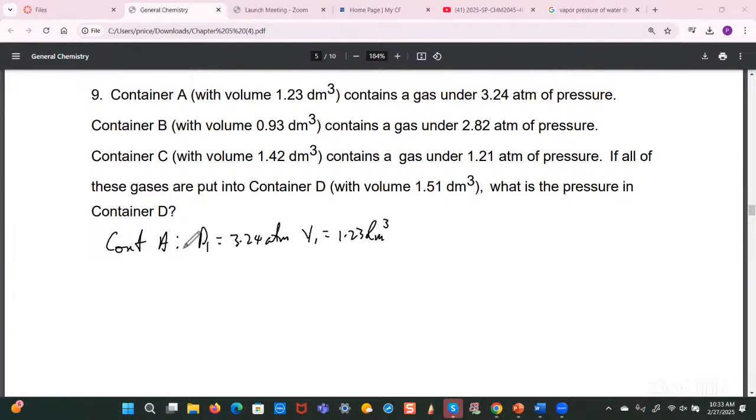Now, if you were to put that gas in container B, the volume that would represent V2 would be 1.51 dm³. So my question to you is, how would you calculate P2? How would you calculate the pressure of the gas that was in container A, now in container B? That would be P2. How would you calculate that?